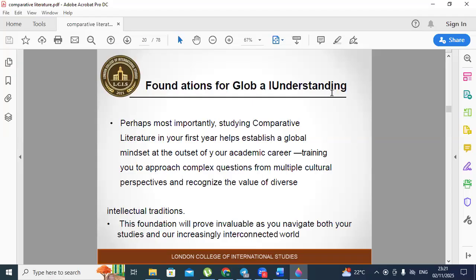So this slide presents perhaps the most significant long-term benefits. It argues that studying comparative literature in your first year helps establish a global mindset at the very outset of your academic career. This means you will be trained from day one to approach complex questions from multiple cultural perspectives and to recognize the value of diverse intellectual traditions. The slide concludes by stating that this foundation will be invaluable both for your studies and for navigating our increasingly interconnected world.